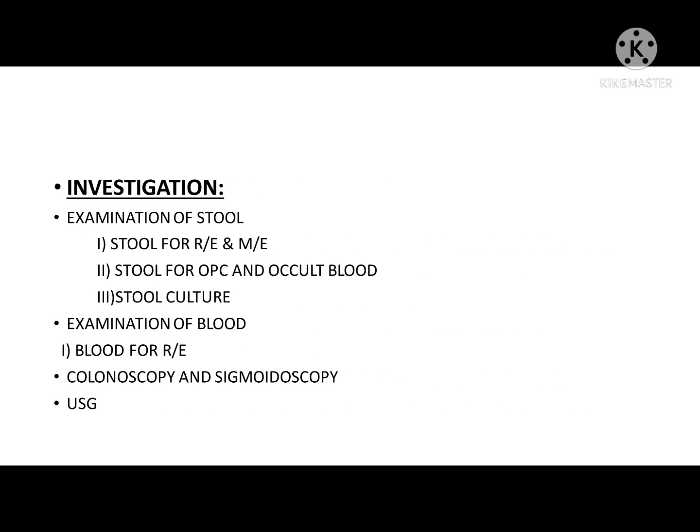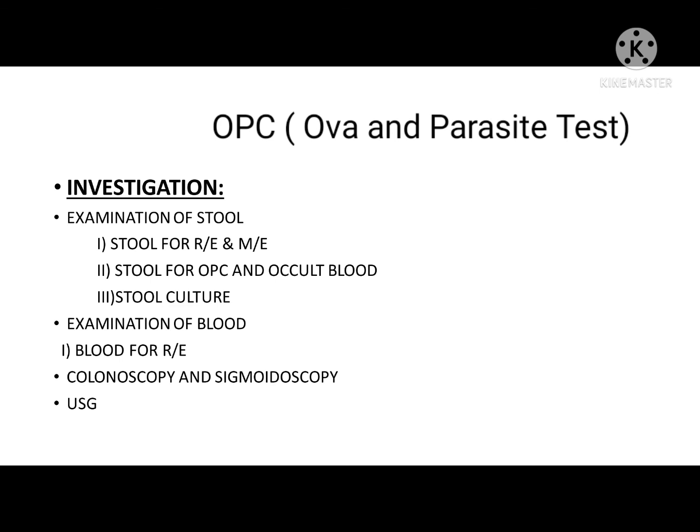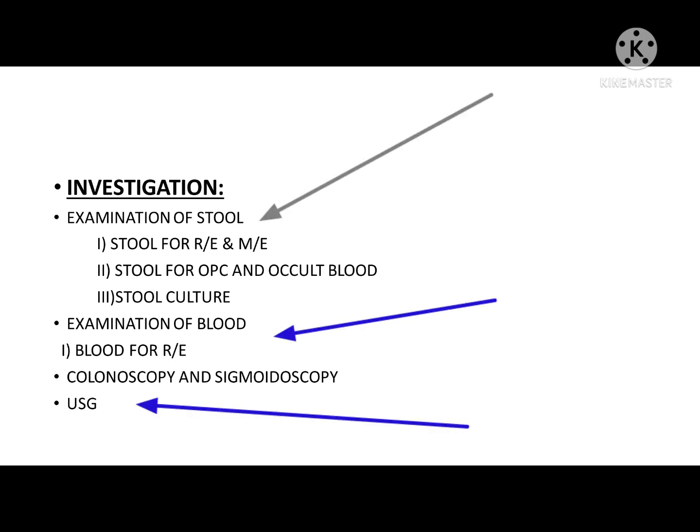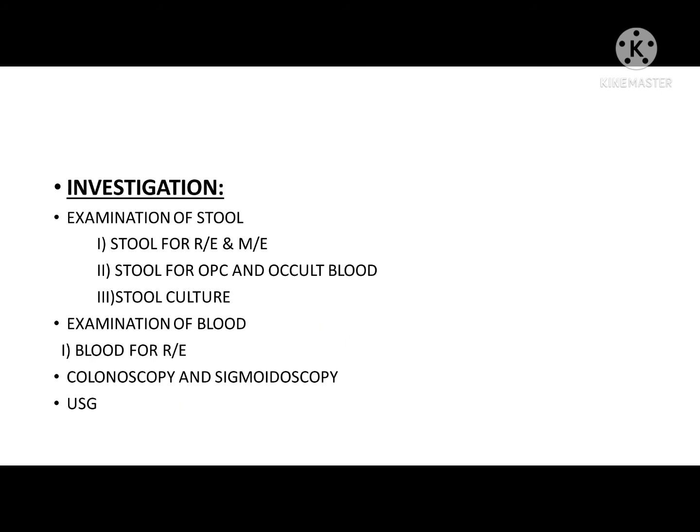Now move on to the investigation process. For investigation: stool for RE and ME, meaning routine examination and microscopical examination. Stool for OPC and occult blood, stool culture, examination of blood, that is routine examination, and colonoscopy, USG. These are some investigations which can help us to know the pathogenicity.